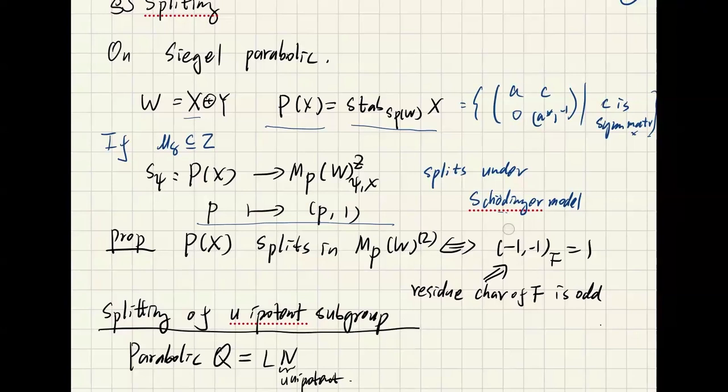But I think for the real field, the Hilbert symbol of -1 is -1. Therefore, over the real field, this Siegel parabolic does not split inside the metaplectic double cover.